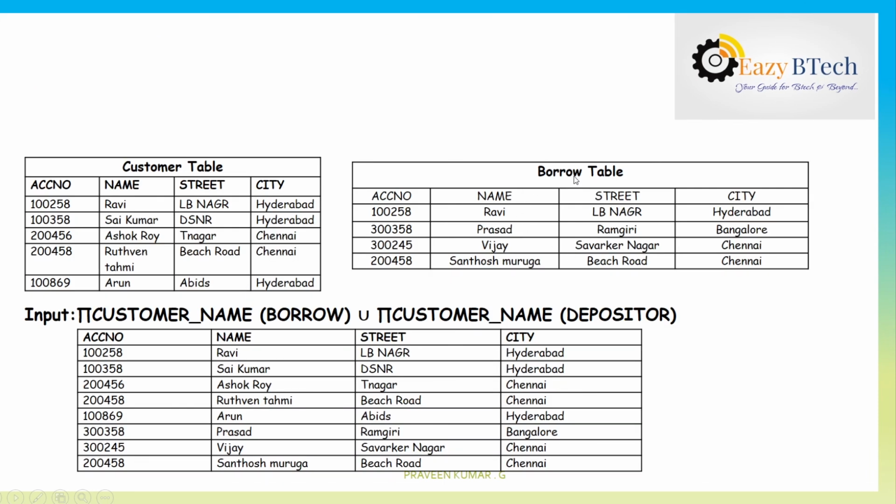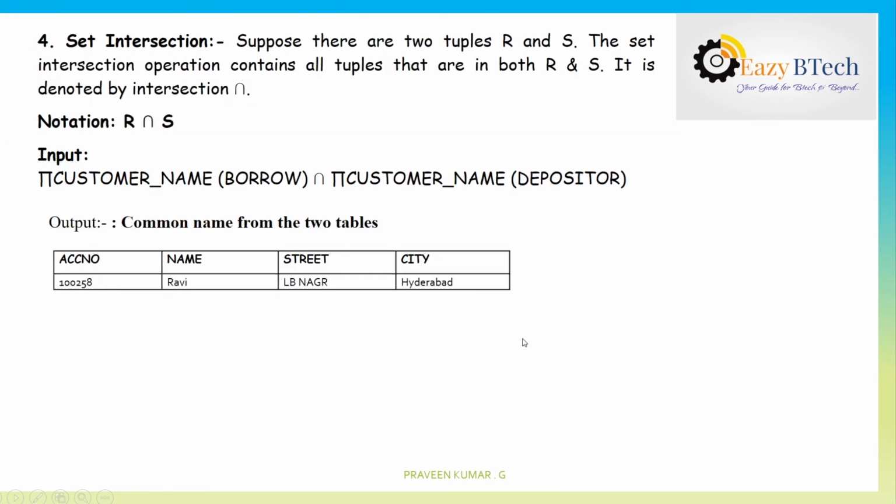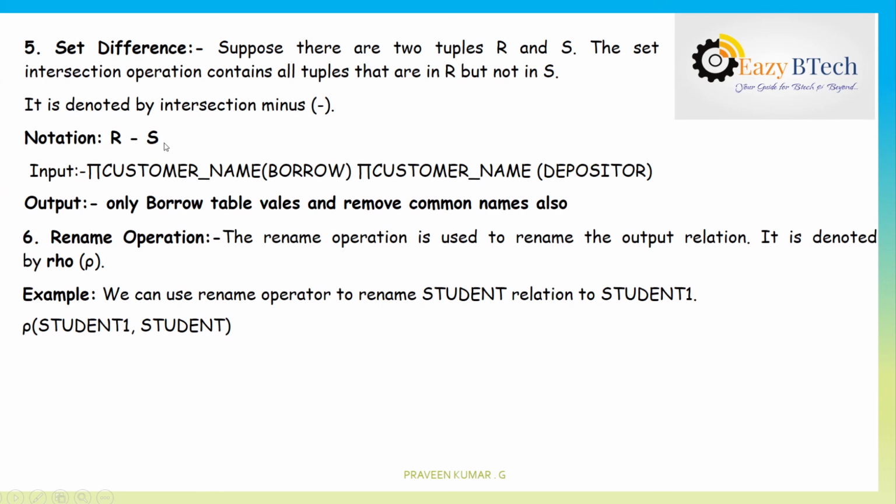First you take the R, borrow, and check with the customer table or depositor table. Check the two values. What are the common values? Remove those. Now it prints the output: Prasad, Vijay and Santosh. It prints only the three values. Suppose there are two tuples R and S, two relations. It prints only the borrow table and removes the common names.